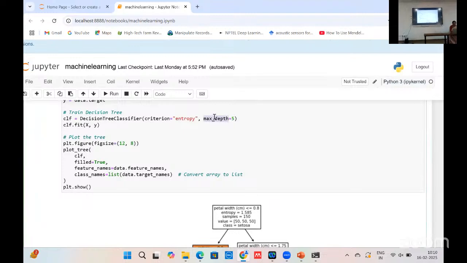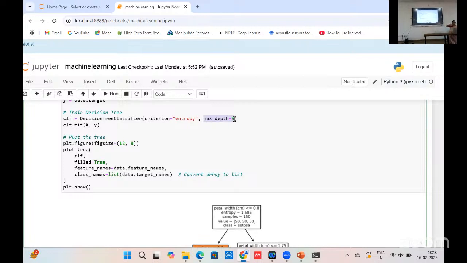Look at this program. Students who have missed yesterday's class, look at this program. Here I am telling that the maximum number of children I need is 5. That's why I have given max depth equal to 5. The number of splits I need is 5. In the previous example we did 4 splits. In this program, for the data set I have taken, I need 5 splits. So I have given the number 5.